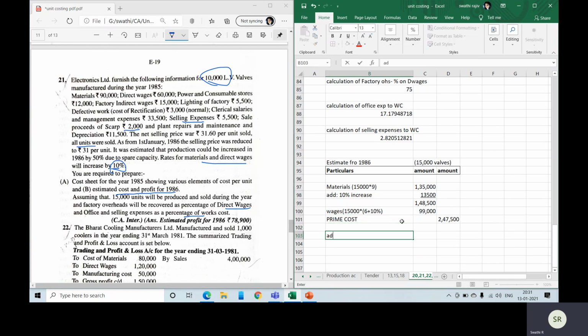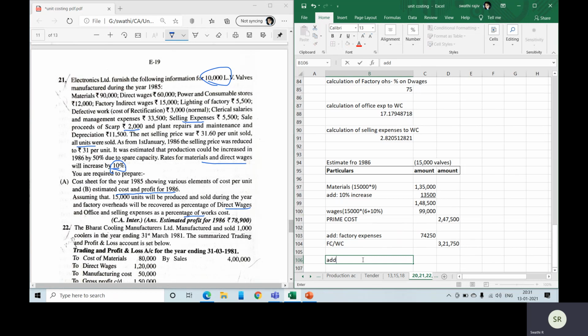Now after prime cost, we will add factory expenses. The factory expenditure percentage is directly given to us. Factory expenditure is a percentage on direct wages, which is equal to what we have found out here, 75%. And our direct wages is 99,000. So applying the formula, 99,000 into 75 divided by 100 will give us 74,250, and our factory cost or works cost will be prime cost plus factory expenditure.